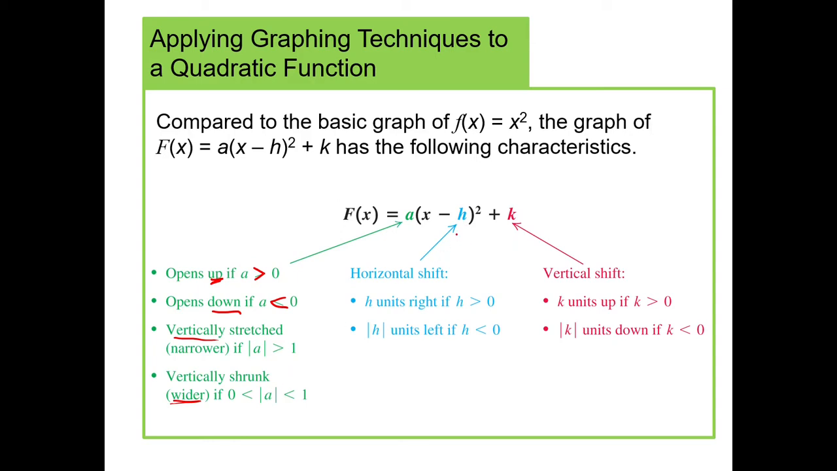The h here controls the shifting. H goes to the right if this is a positive number, and it goes to the left if h is a negative number. K controls the vertical shift. If k is positive, the graph goes up. If k is negative, the graph goes down.